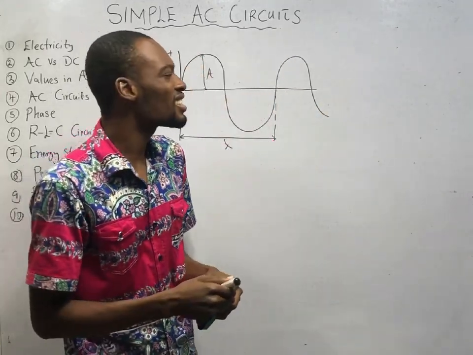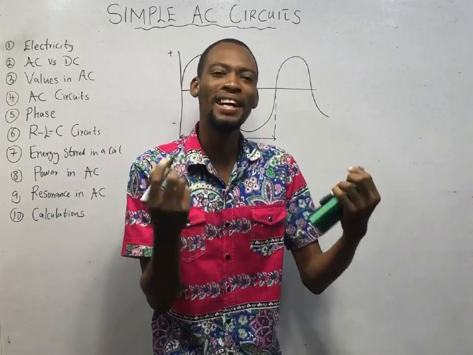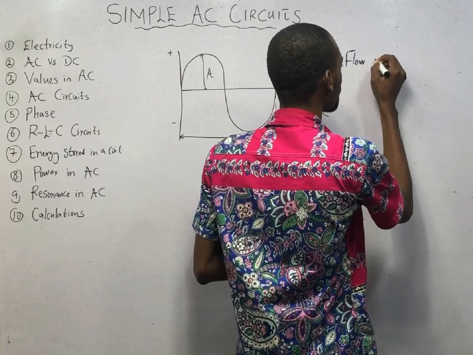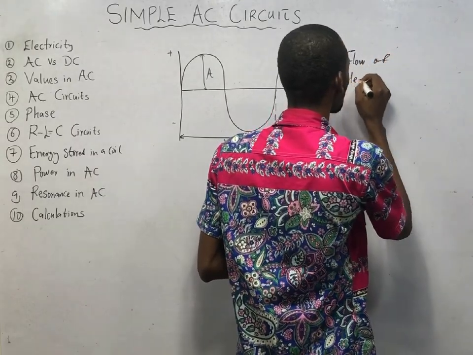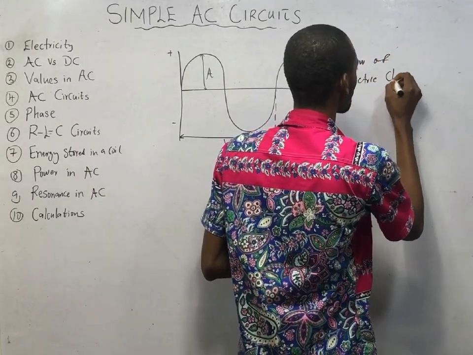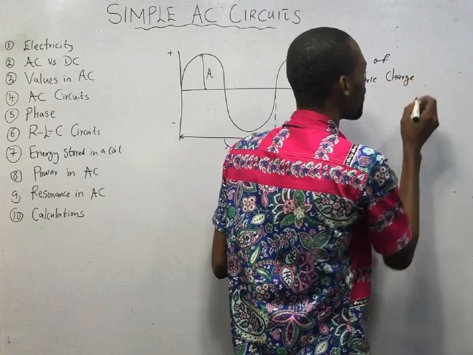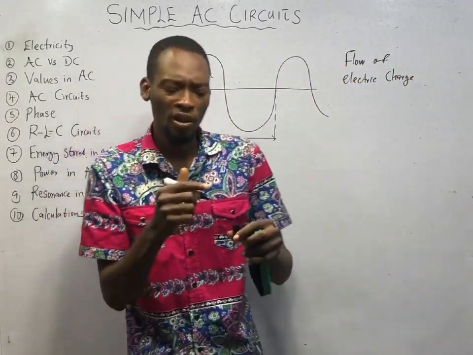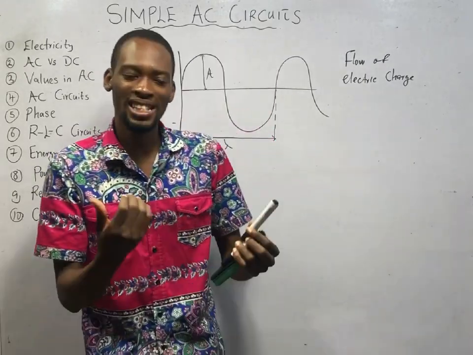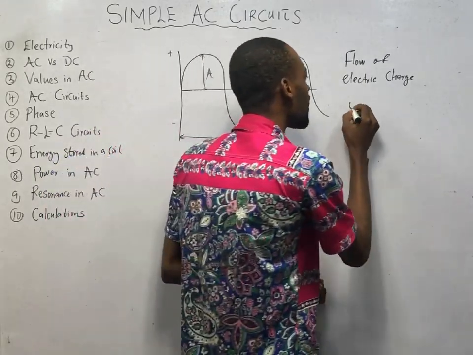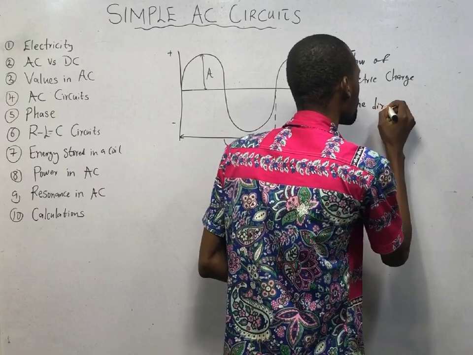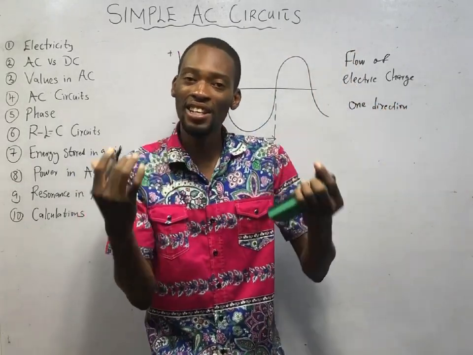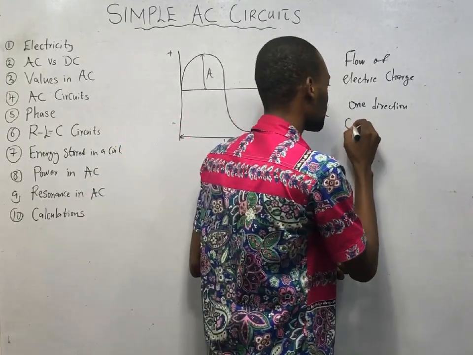Electricity is simply the flow of electric charge. Now, electric charge or electric charges can flow in one direction, or they can change direction periodically.